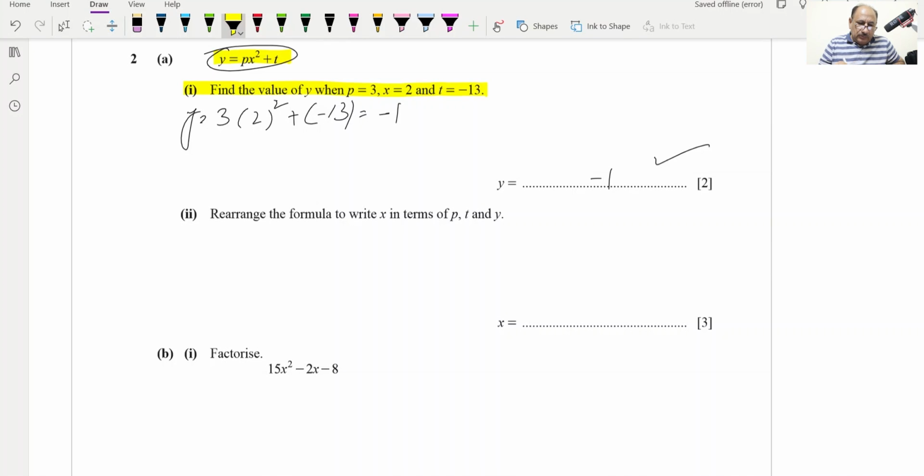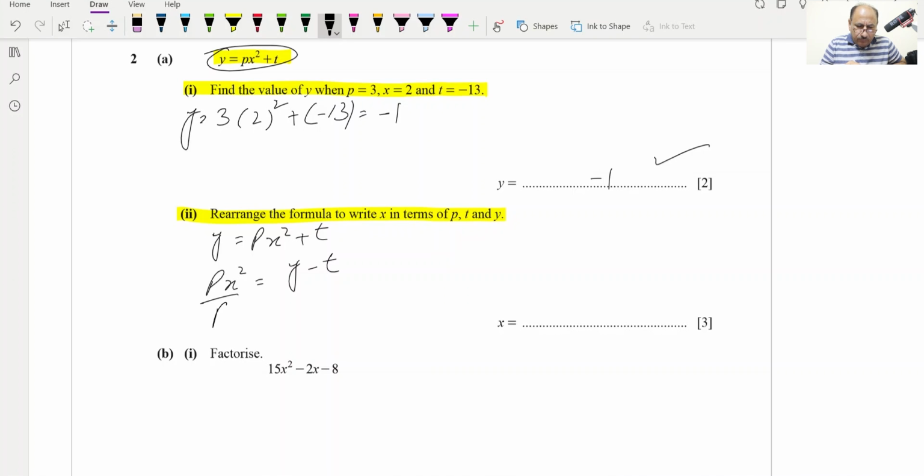2 mark question. Second part, rearrange the formula to write x in terms of p, t, and y. We have to make x the subject. So the original given equation is y is equal to p x squared plus t. This t we can shift to the other side, so p x squared is equal to y minus t.